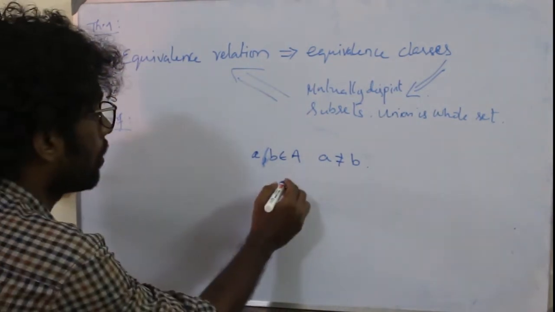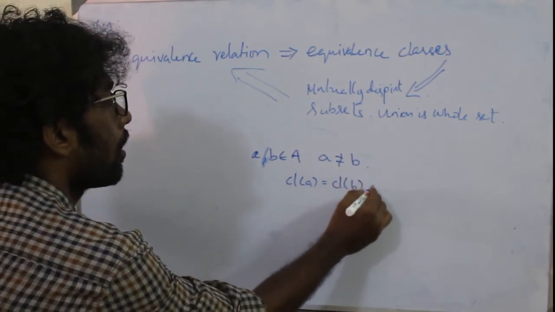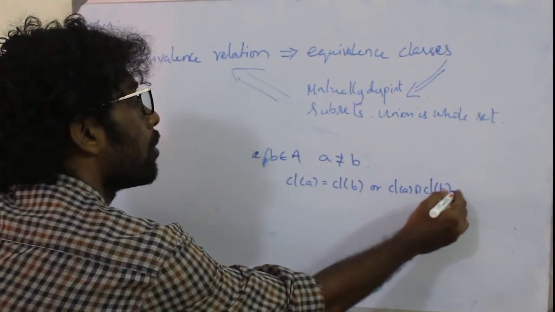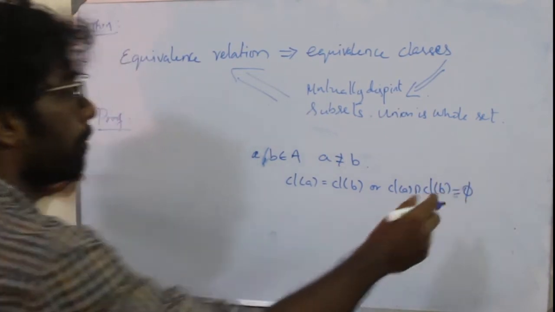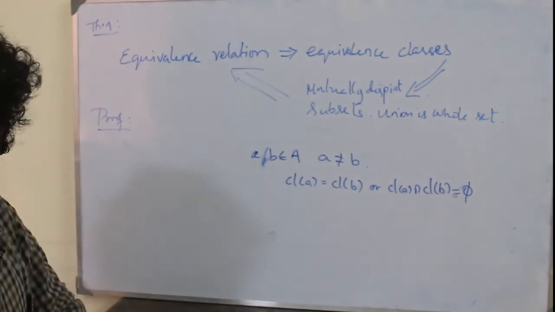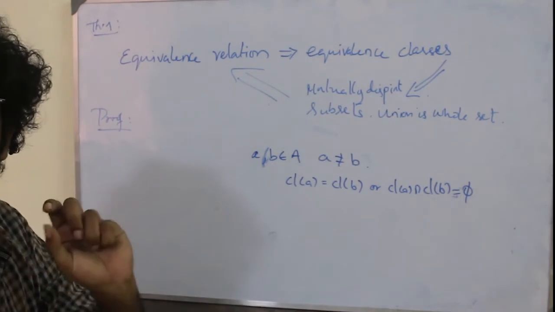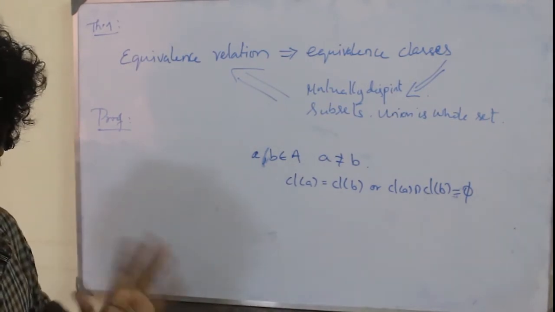What we need to prove is either Cl of A is equal to Cl of B, or Cl of A intersection Cl of B, the conjugation of B, is empty. That's what we need to prove. Sorry, suppose it's not empty. I'm just assuming that if it is empty, it's okay. The theorem is proved.